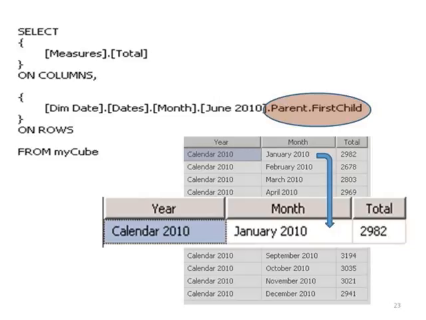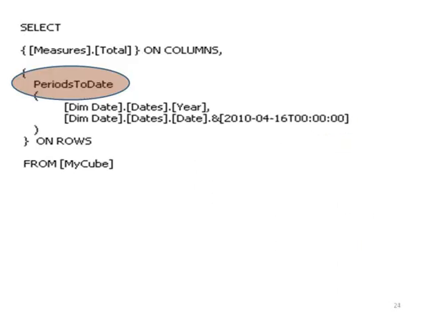But perhaps they want a little bit more than this. They may not just want to compare the current month, let's say June, against January. They want to look at all the months between now and the beginning of the current year. And MDX gives a facility periods to date. This is an important function, so let's look at it in more detail.